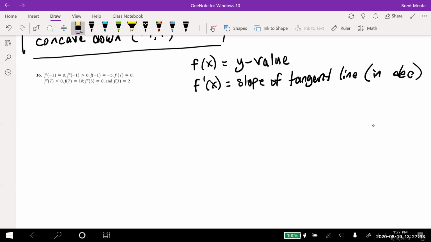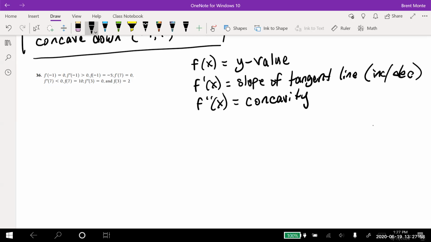That doesn't look much like a C, does it? We'll clean that up in case you're trying to figure out what I wrote. So the original function, that's the y value. The first derivative is the slope of the tangent line. That tells you if it's increasing or decreasing. The second derivative is concavity. So remember those 3 things.